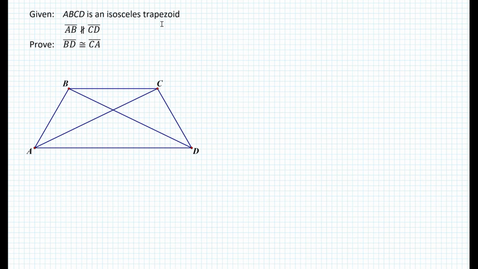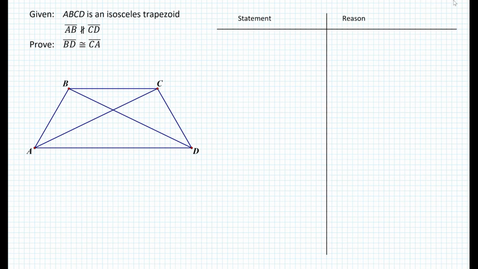So again, how do we prove that segments BD and CA are congruent? Let's get started with setting up a statement reason table. So here's the statement reason table. As a first given, we want to state that ABCD is an isosceles trapezoid. At this point, we can use the definition of the trapezoid. That's really the only thing we can use here, because we don't want to use the properties, since that's what we're trying to prove here.